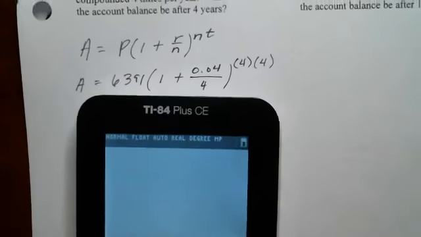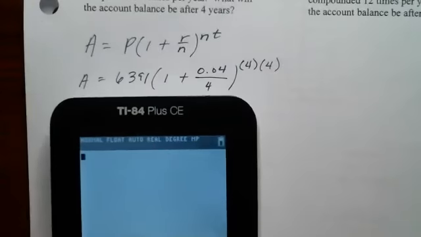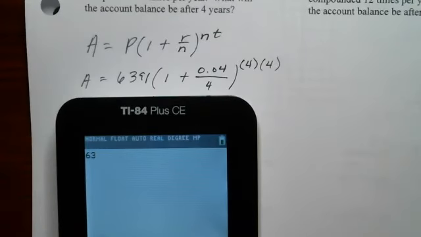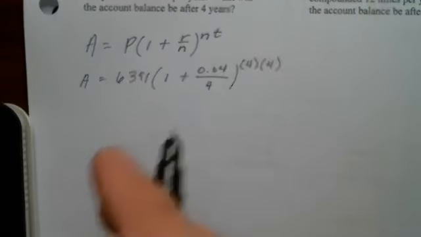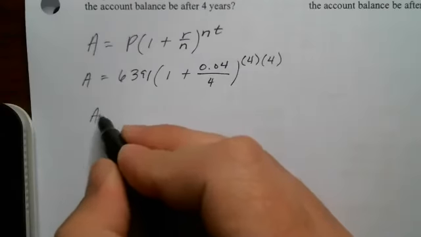We just type it into our calculator from there. 6,391 times 1 plus 0.04 over 4, raised to 4 times 4. 7,493.95. Round to the nearest hundredth.